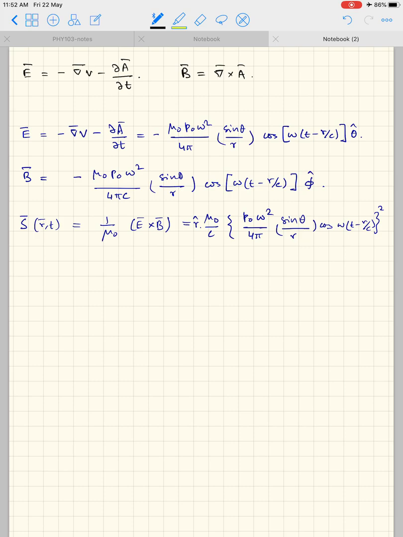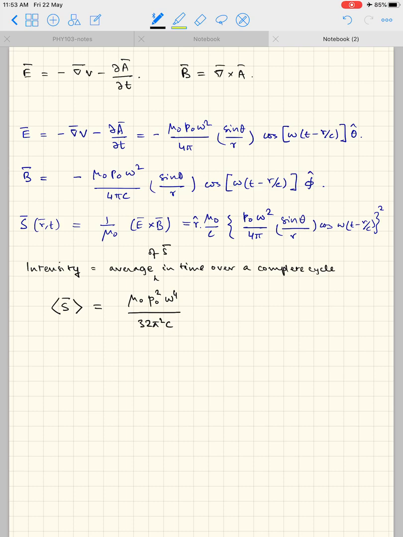The important thing is, for example, the intensity is the average in time over a complete cycle of S. So let's not confuse you by trying to write I. Let's just write S bar with these angular brackets, and if you do this, you will get that this is mu naught p naught squared omega to the 4 by 32 pi squared c into sine squared theta by r squared r cap.